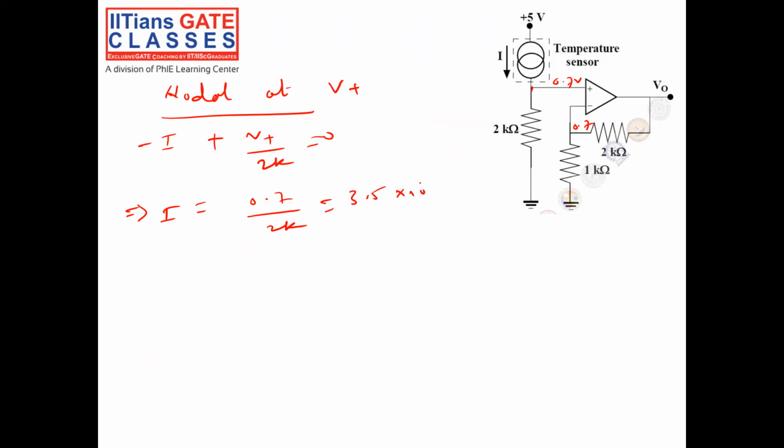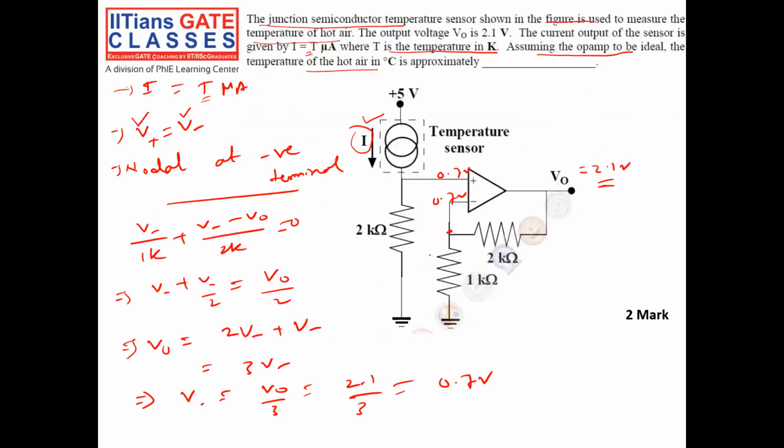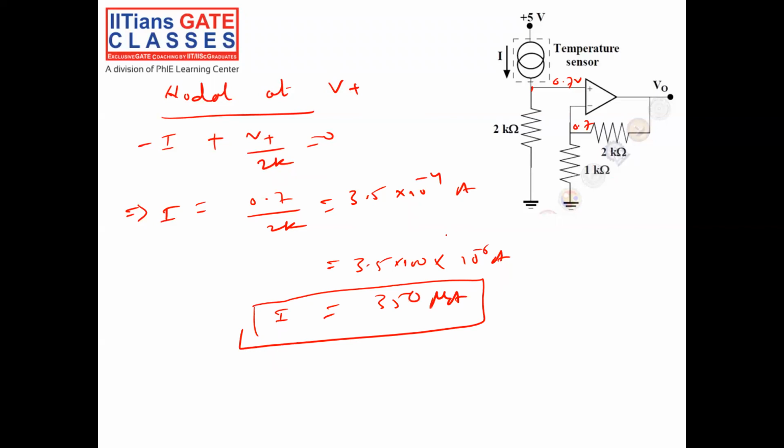So I got 3.5 into 10 power of minus 4 ampere. Expressed in microampere, it is 3.5 into 100 into 10 to the minus 6 ampere, which is 350 microampere. So I is equal to 350 microampere. But it is given I is equal to T microampere.